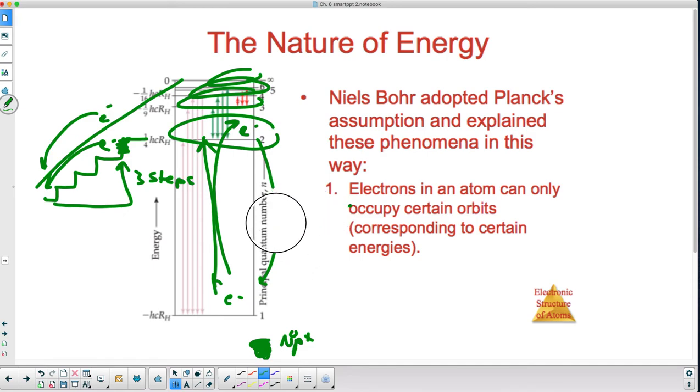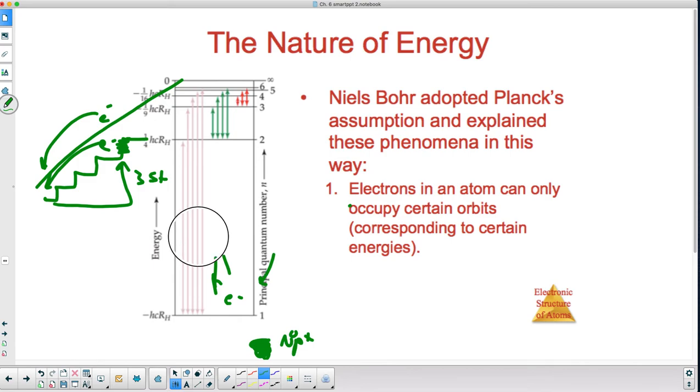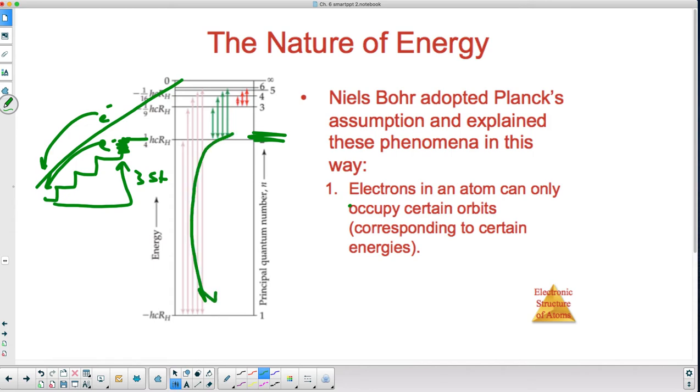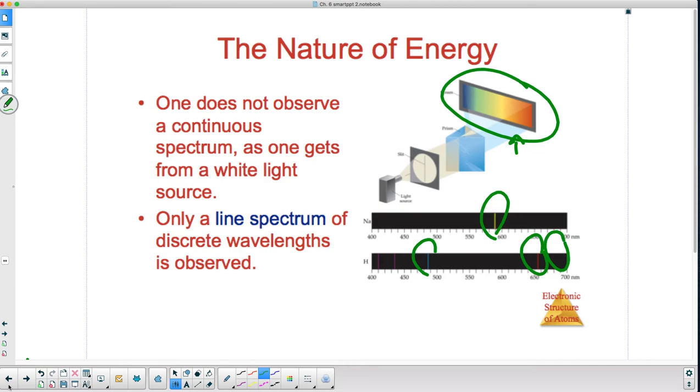It says electrons in an atom can only occupy certain orbitals, or steps. Orbitals and steps are basically the same thing that we're talking about here. I'm erasing this so it doesn't get too confusing. So corresponding to certain energies: if you're going from step 1 to step 2, or actually main energy level 1 to main energy level 2, every time that electron jumps back down to main energy level 1, it gives off exactly the same wavelength of light each time, which is why there are only certain wavelengths that I have circled here.